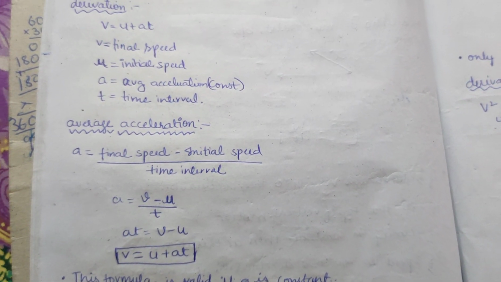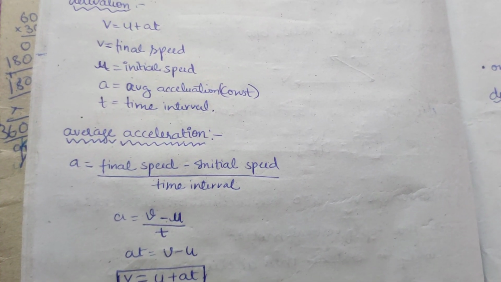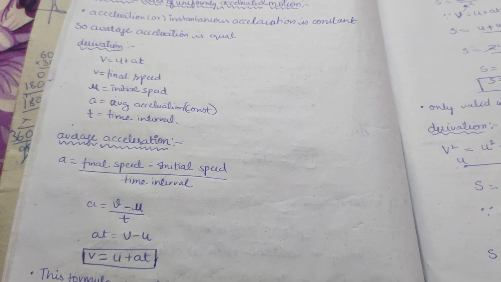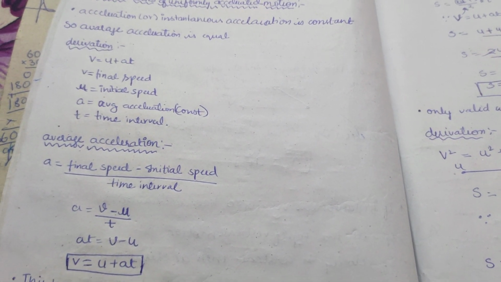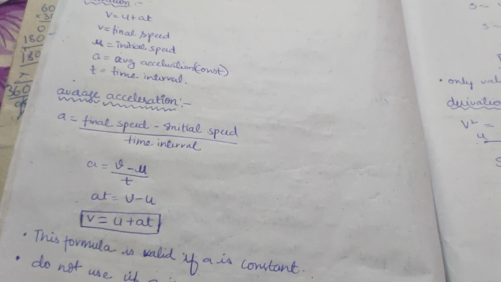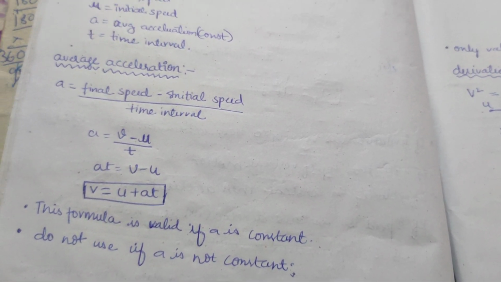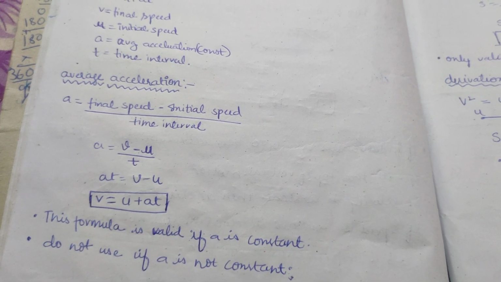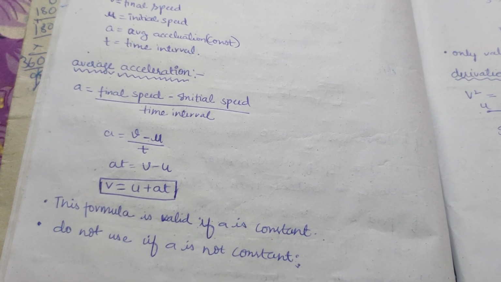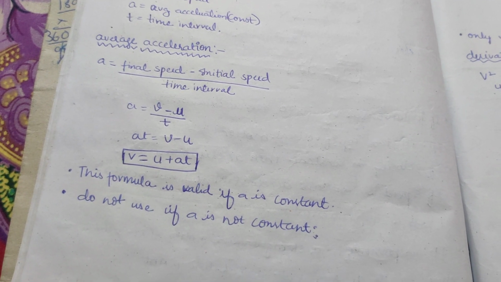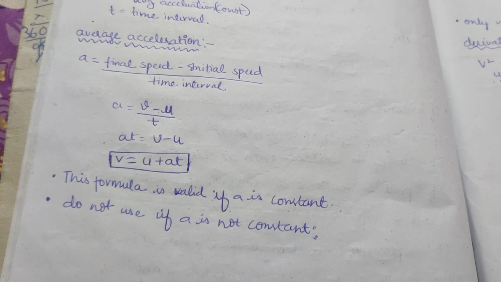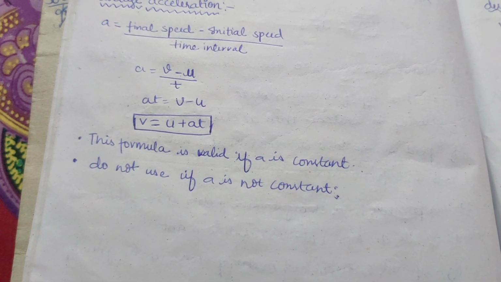Here for deriving all these equations, this is the first equation. We will discuss the derivation of many equations. In all these equations, acceleration is constant. Now average acceleration, a equal to final speed minus initial speed by time, a equal to v minus u by t. So at equal to v minus u, v equal to u plus at. This formula is valid if a is constant. Do not use it if a is not constant.